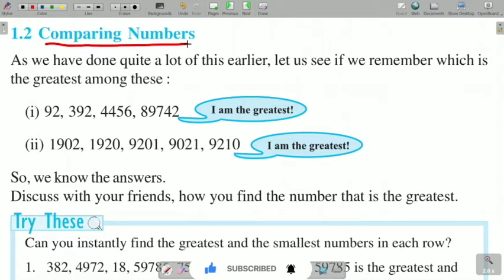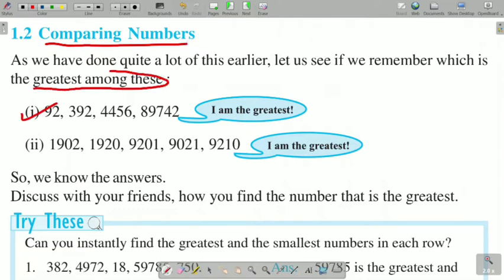Now come to the exercise. Question 1 is given, and here we have to find the greatest number among these. Here we have 92, 392, 4456 and 89,742. So how can we compare? It's a simple way. Just count the digits. The number which has more digits will be the greatest.